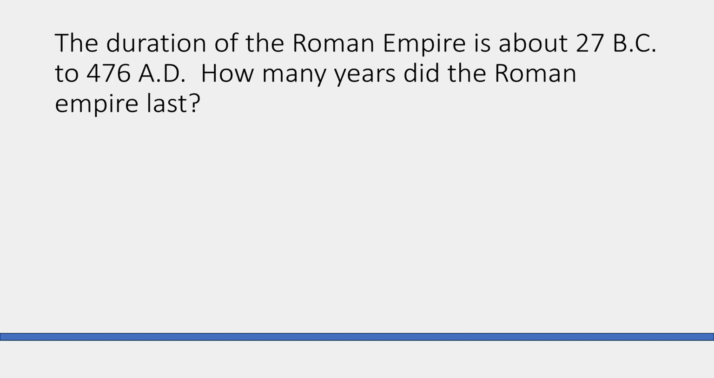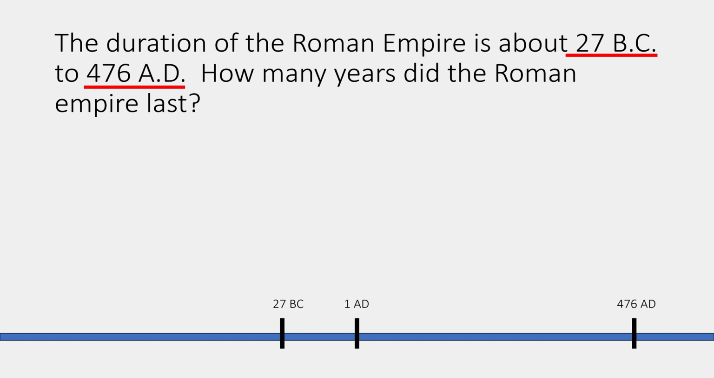Imagine you have a math problem like this. The duration of the Roman Empire is about 27 BC to 476 AD. How many years did the Roman Empire last? Now for us visual learners, here is 1 AD. We will make a little tick mark, 27 BC, right up here. That's when it started. And let's go to the AD, 476 AD. This is when the Roman Empire pretty much died out.